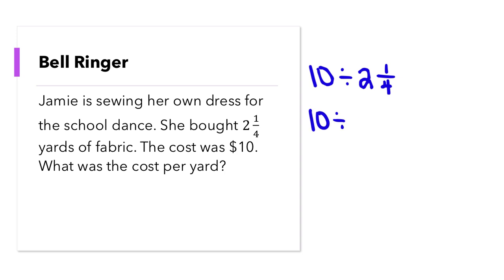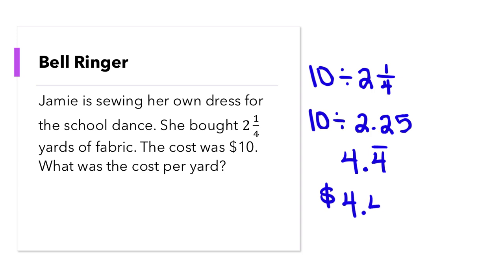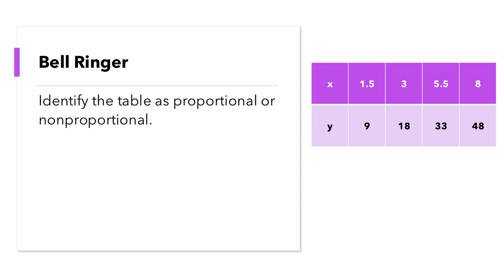Okay. And you said you got 4.4 repeated. And since it's a money question, you settled with what answer? $4.44. Very good. Since it was asking for cost per yard, what is that considered? Unit rate. Very good. Congrats, Micah. All right, second bell ringer.